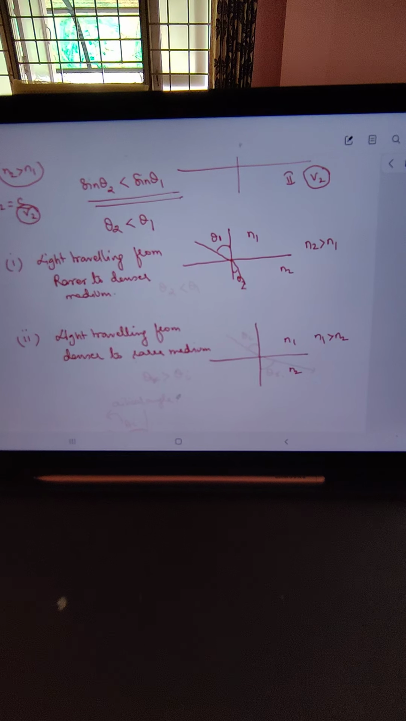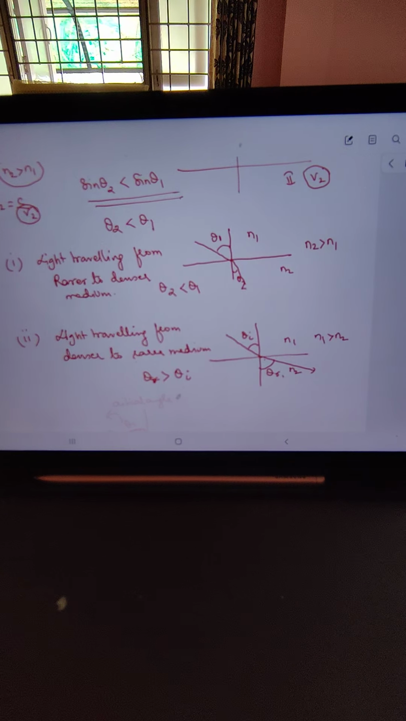So what would happen is, instead of following this path, it would bend away from the normal. This is theta r, this is theta I, and theta r is greater than theta I. Right? And in this case, theta 2 is lesser than theta 1. So these are the only two cases, but then you would encounter an interesting situation later on.